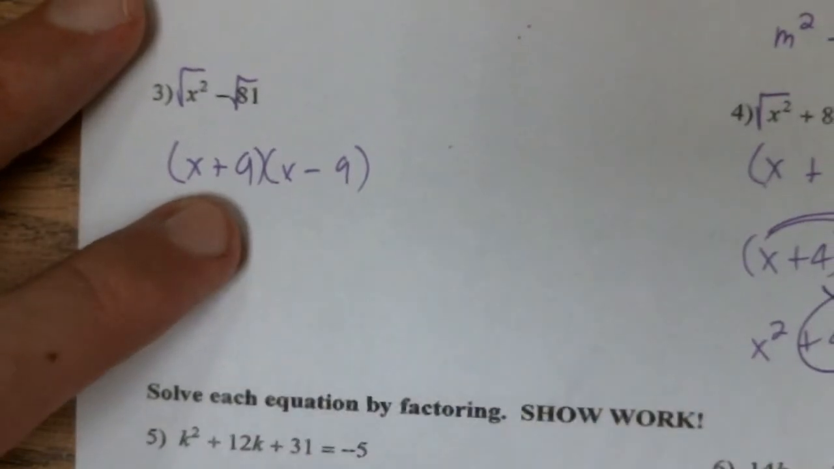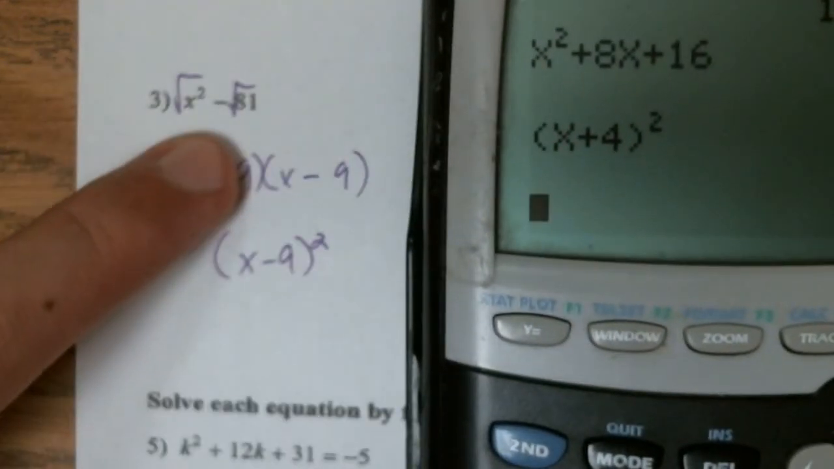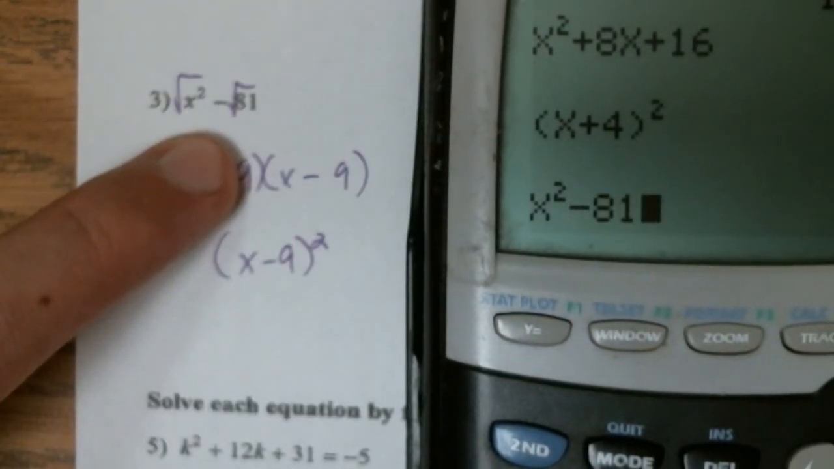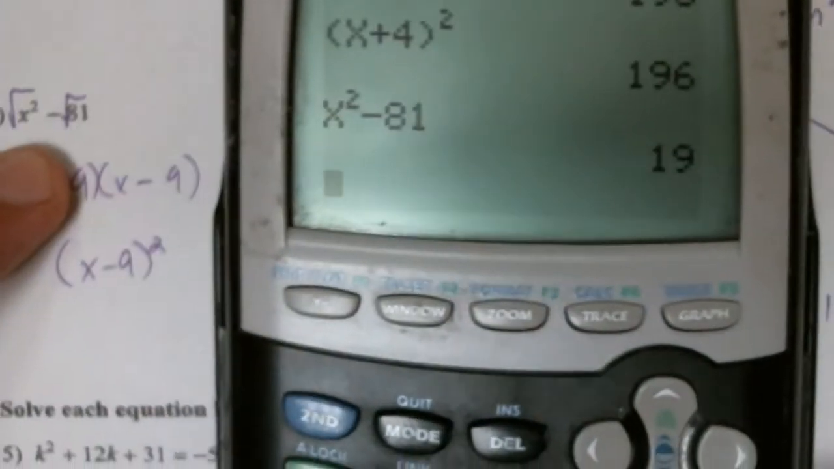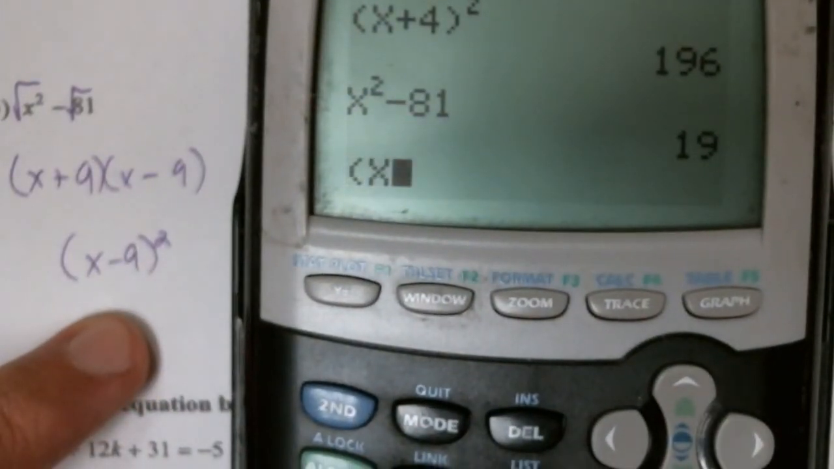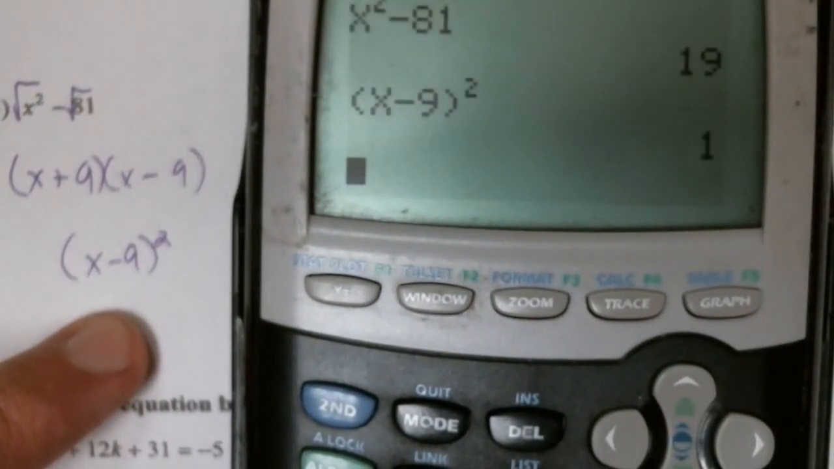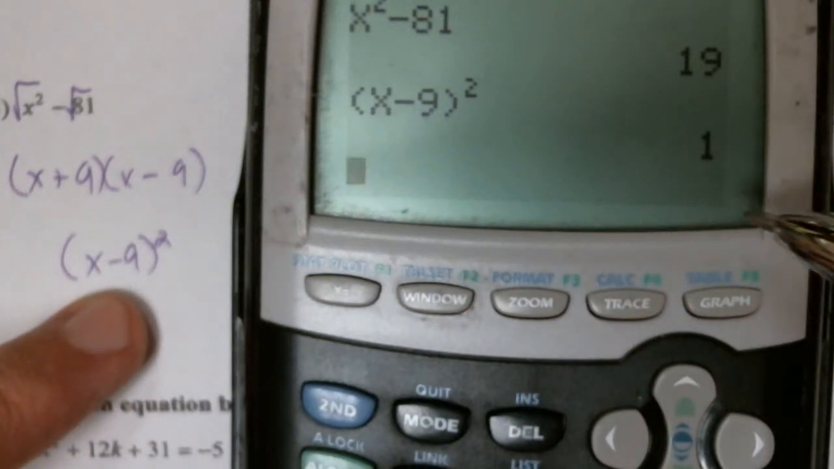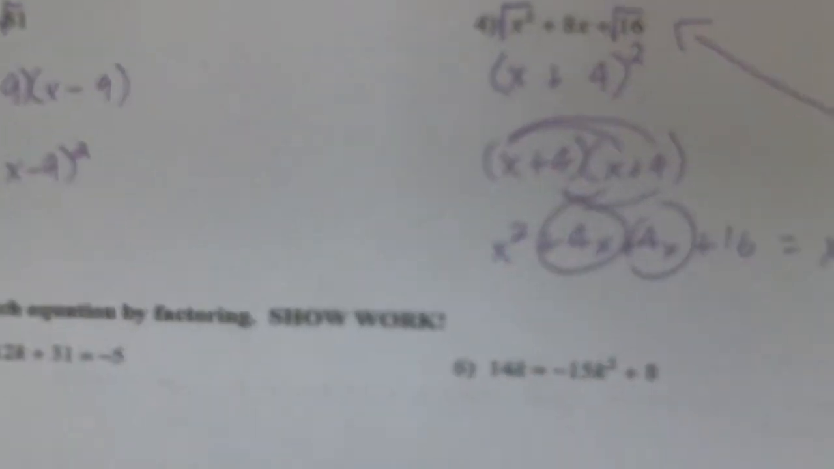Okay. A lot of students will make a mistake on the difference of squares. They'll say something like this is equal to x minus 9 squared. And if you check that, you'll see it doesn't work. X squared minus 81 gives me a number. And if you type in x minus 9 quantity squared, that doesn't work. They don't match. Okay. So that lets you know, hey, I did something wrong.